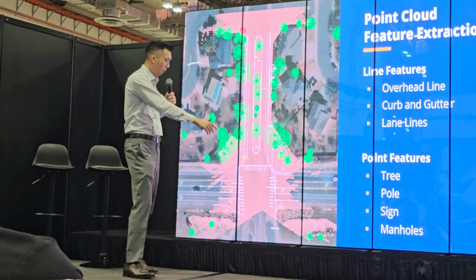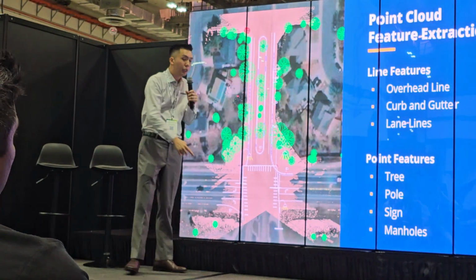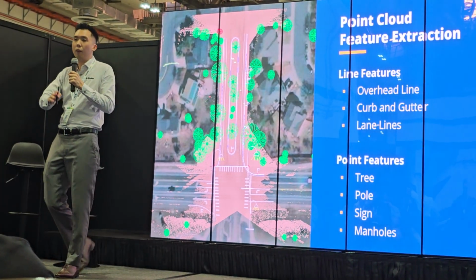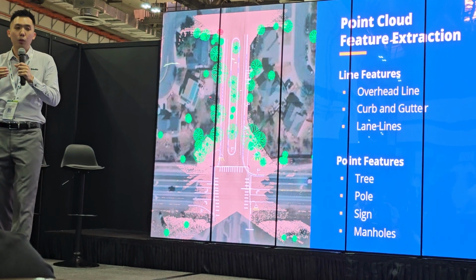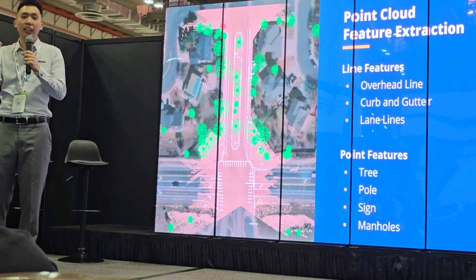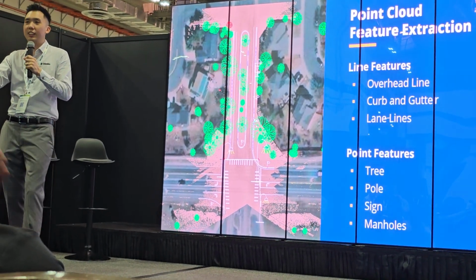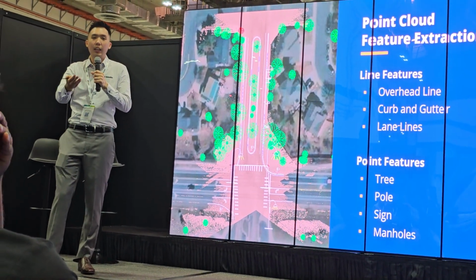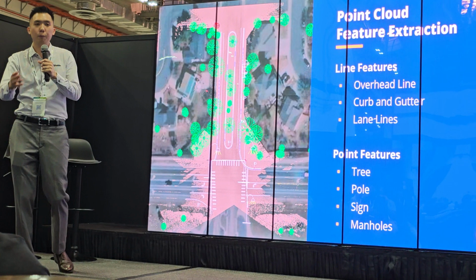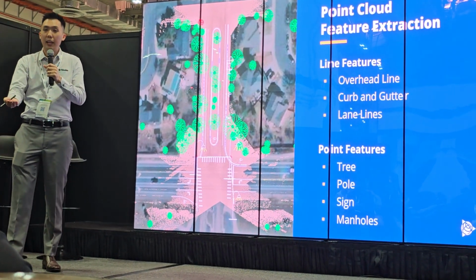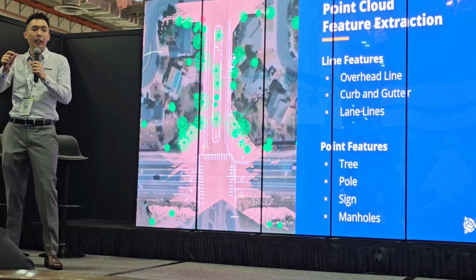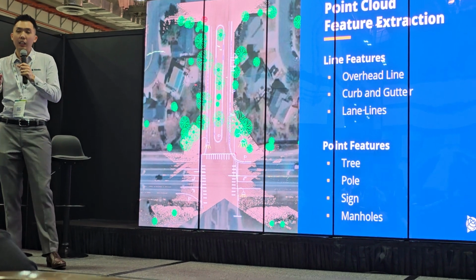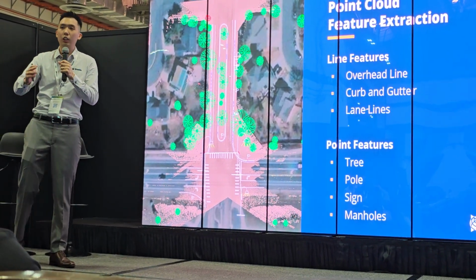Lane lines, you can see such as the lane lines, whether it's dashed lines or solid lines, they can do the automatic extraction based on the intensity data. So that means that the intensity differences between the lane lines as well as the surface of the road, the white marking and the black surface of the road, you are able to detect the difference in intensity, and then you can generate the lines automatically.